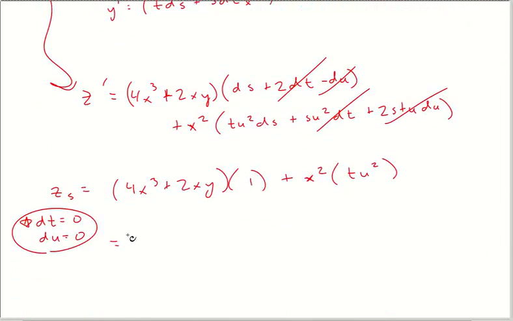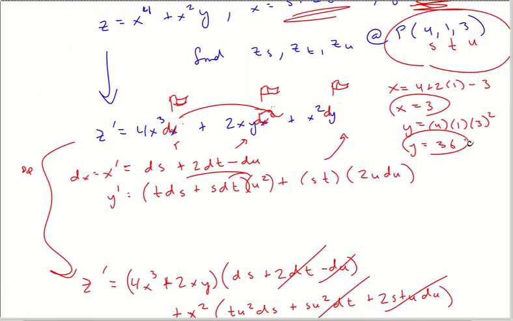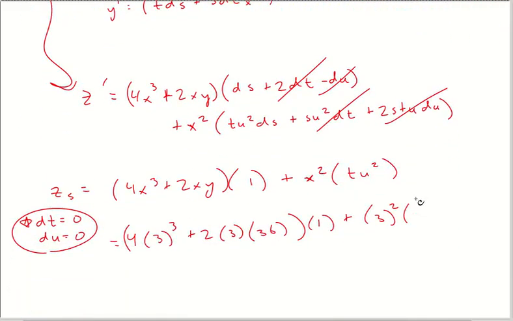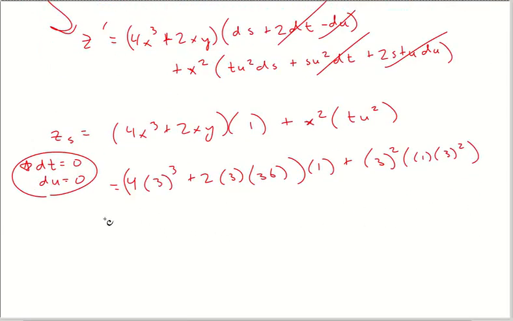I should then have everything. Here we go. Final answer. 4x was again just a 3 cubed plus 2 times 3 times 36, all times 1, plus 3 squared times, now what's t? 1. And what's u? 3. So 1, and then we said it was a 3 and then that squared. Oh my goodness. Blah, blah, blah, blah math, and you get out of this 405, I believe. I really hope so, because that's the correct answer.